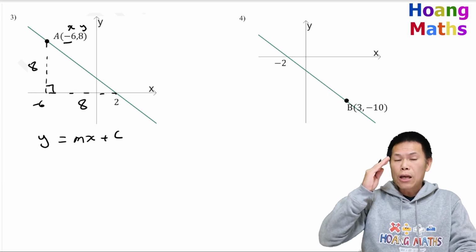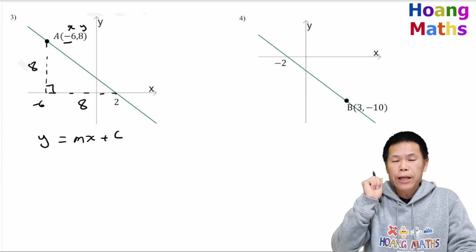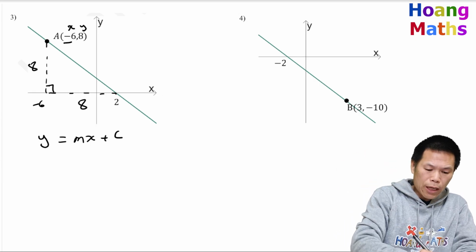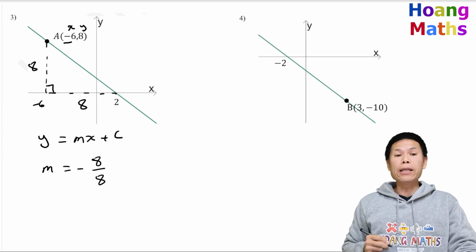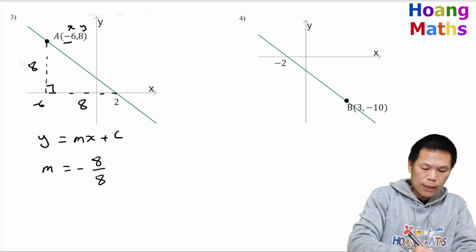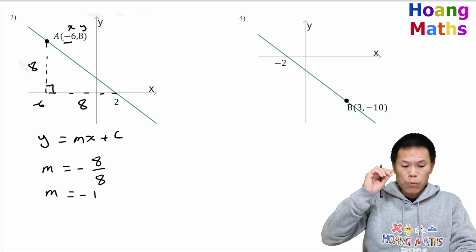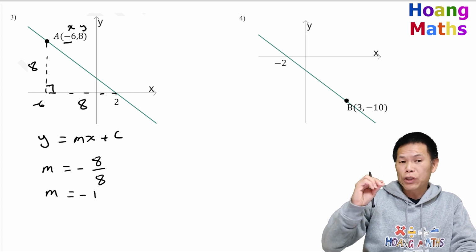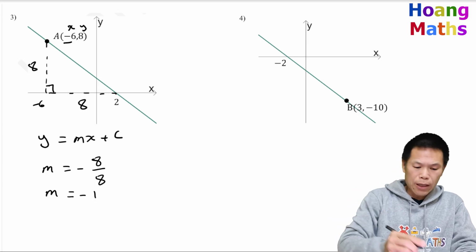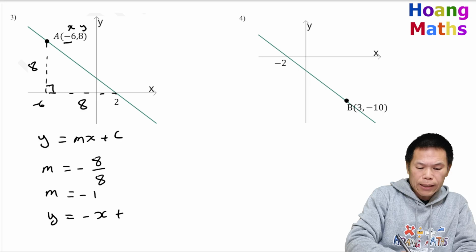So the gradient is rise over run. But because the line goes this way, we have a negative gradient. So let me just write here, m equals negative. So rise is 8 and run is 8. So 8 over 8 is 1. So the answer is m is -1. So this means that y is mx plus c becomes y is -1 times x, which is -x. So y is -x plus c.